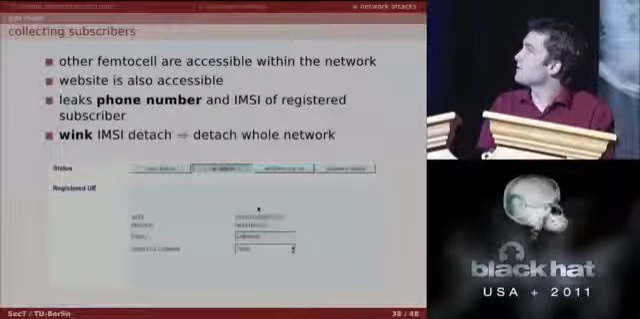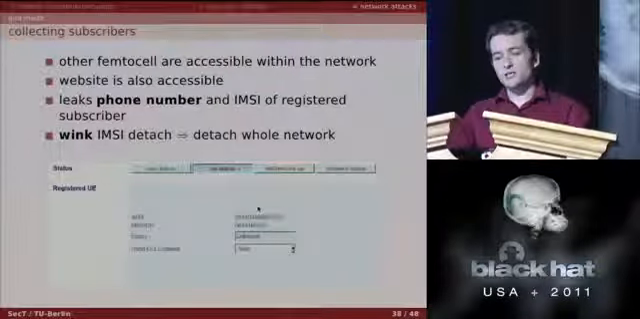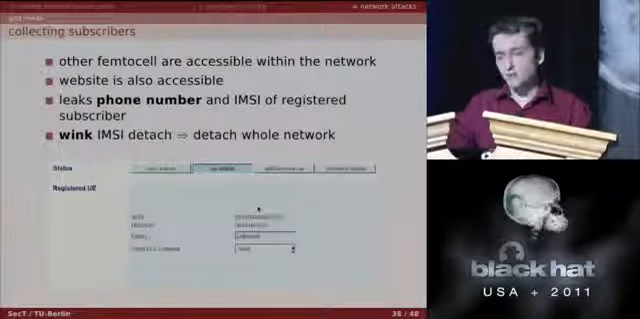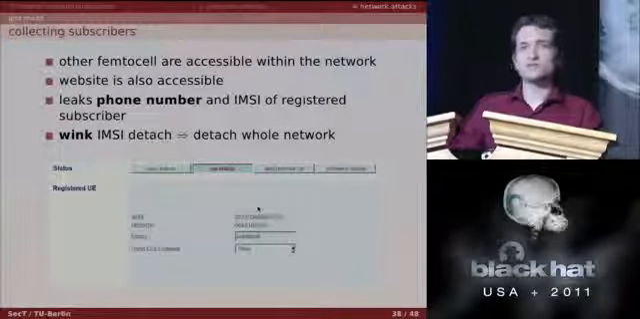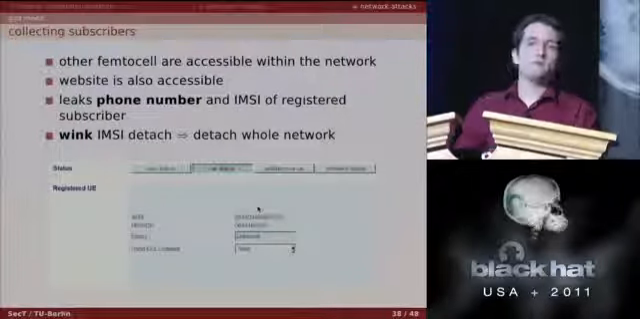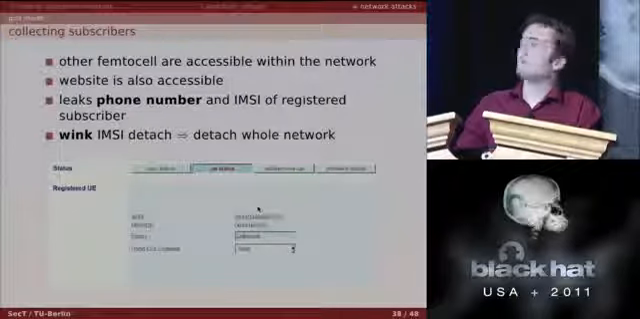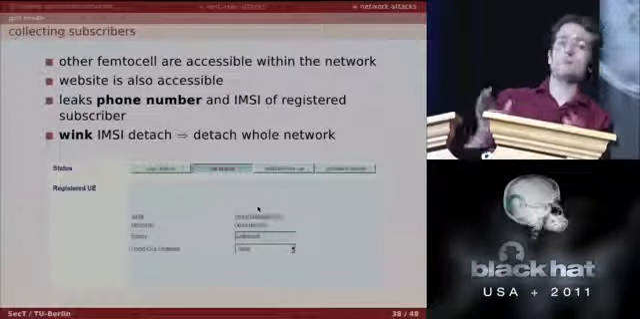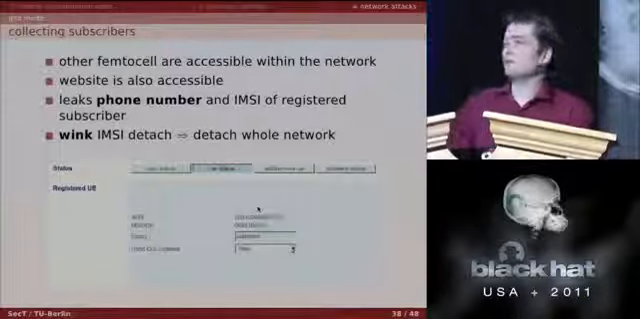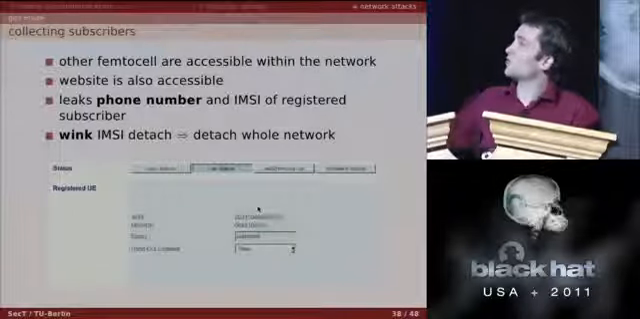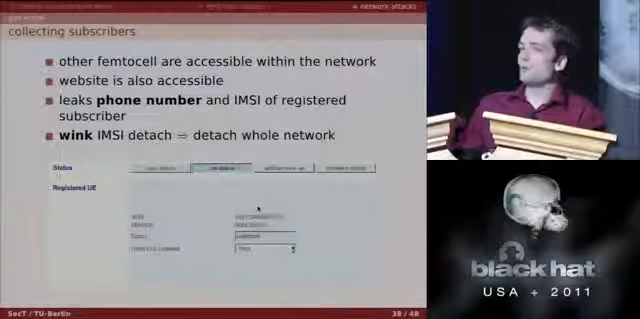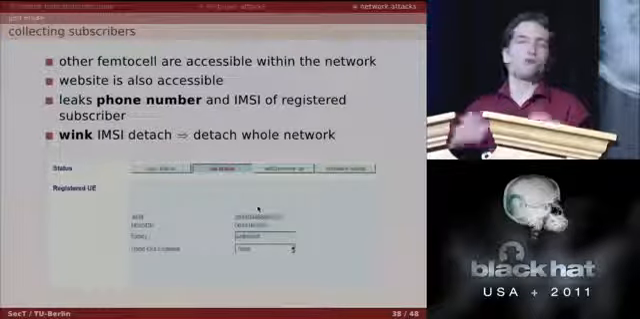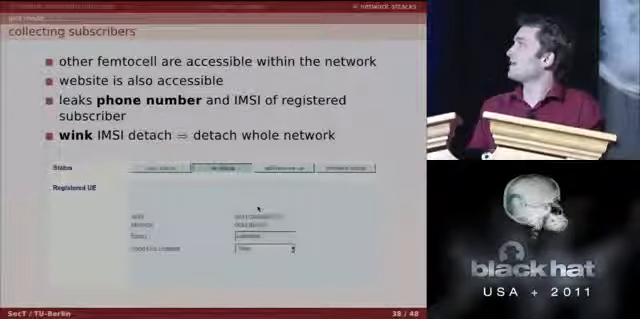Because communication between femtocells is allowed in the network, we can access the other femtocells, and we already found how to access the web interface. The web interface is also available over the network, so we could access the other femtocell websites and get the subscriber numbers. That's the phone number and then the IMSI. The IMSI is used, for example, to detach it or anything else.